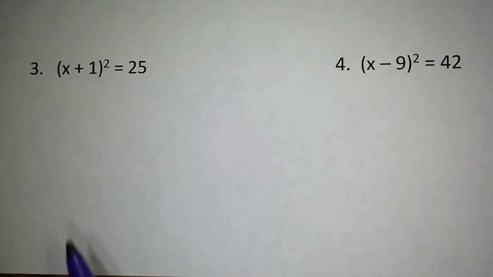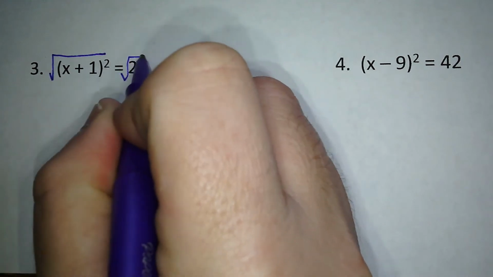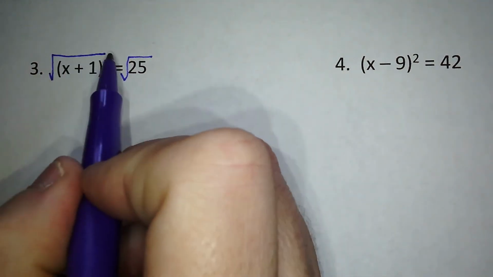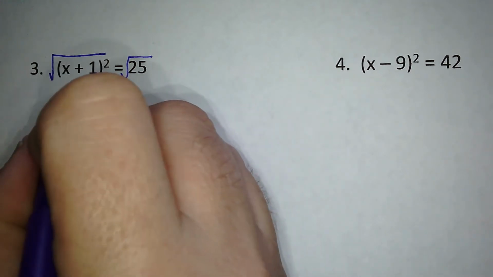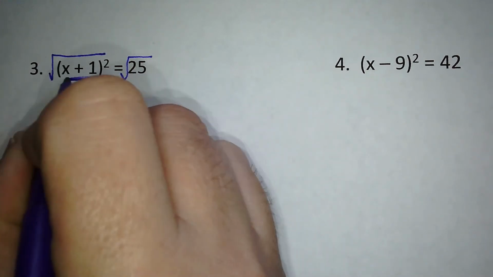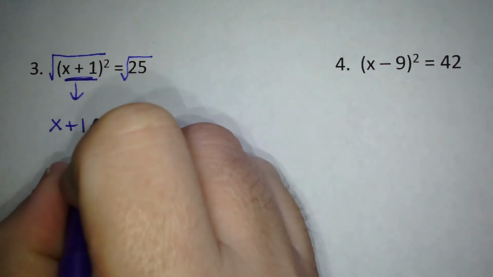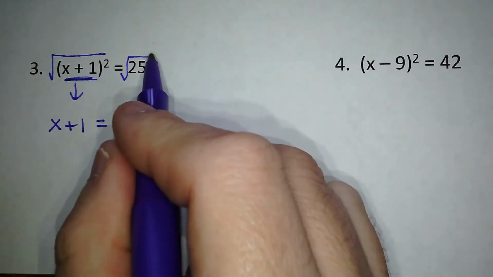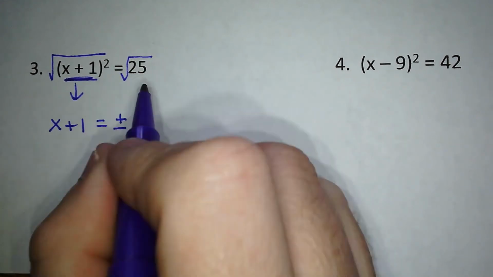So we are going to take the square root of both sides first here. And this squared and this square root undo each other because they're inverses. And x plus 1, the stuff that's in the parentheses, is going to come down and out of the parentheses. And on this side, I have to do plus or minus because it's a square root, and the square root of 25 is 5.